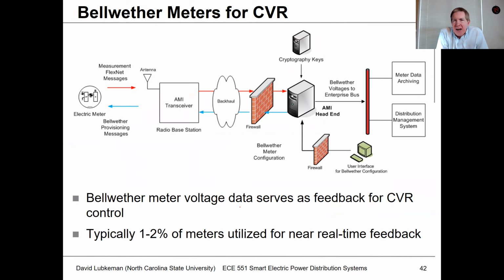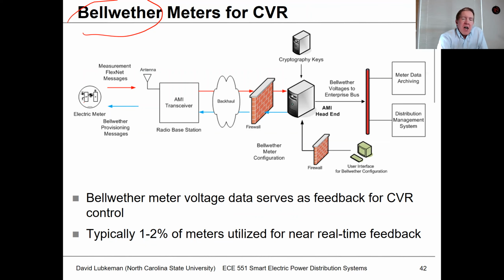And we could certainly put out standalone measurements for this, but given so many utilities are actually installing smart meters now, it makes a lot of sense to look at the use of meters as an input into an integrated Volt-VAR scheme like CVR. And these types of meters are what's sometimes referred to as bellwether meters, because what we're going to do is just take 1% of the meters that we have in the field and use that 1% of the meter information as feedback into our CVR control.